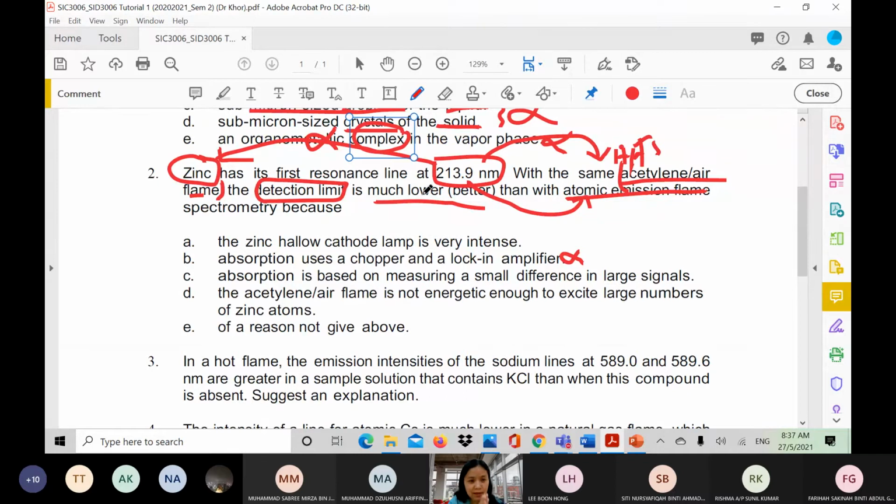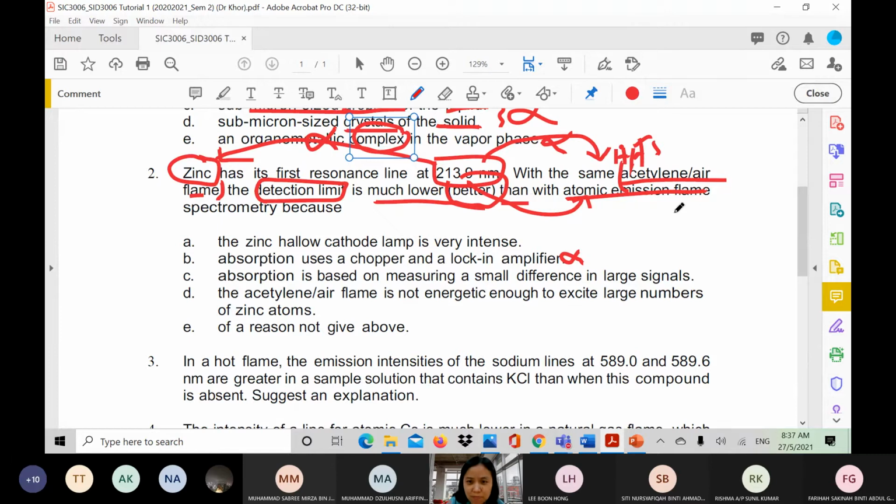At 1 ppm level of zinc, we use AAS, we can detect it, right? But if we use flame AES, atomic emission flame spectroscopy, we are not able to get a good signal, right? Maybe when we detect with flame AES, it is non-detectable. So that is the detection limit is much lower. Flame AAS is better than flame AES.